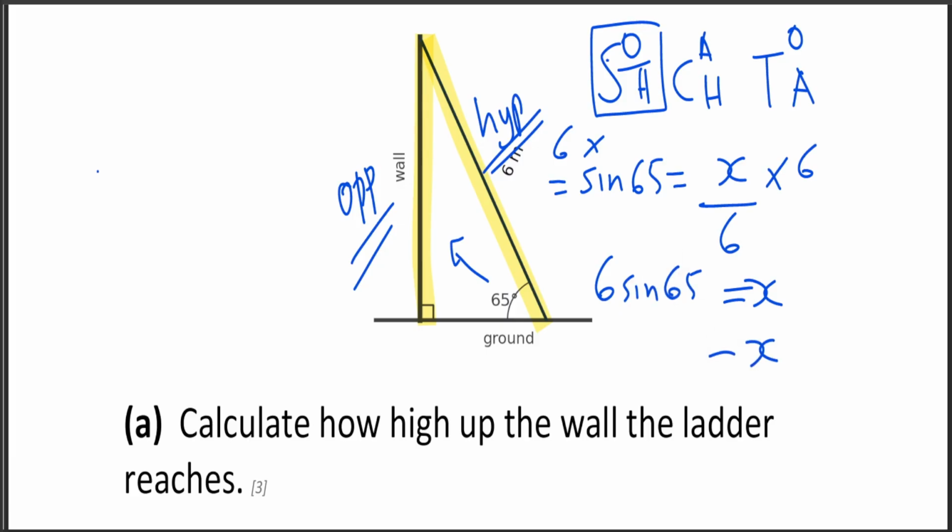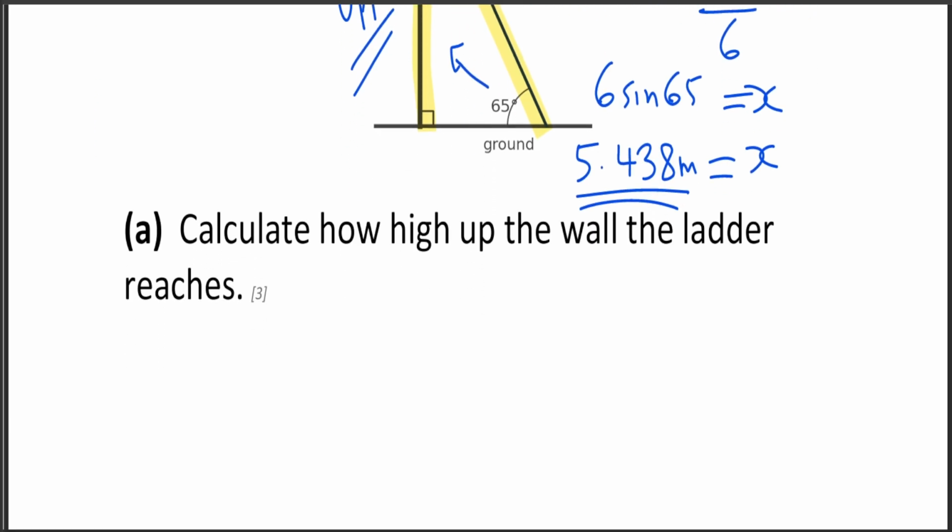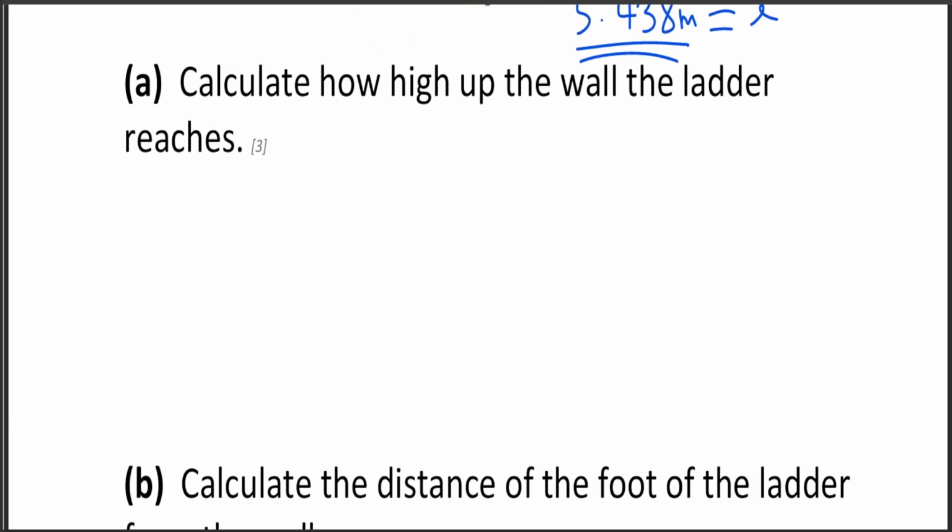So x is equal to, let's see how much x gives us. So x is equal to 6 sine 65, which is 5.438 meters. So that is your answer. So the height is equal to 5.438 meters.